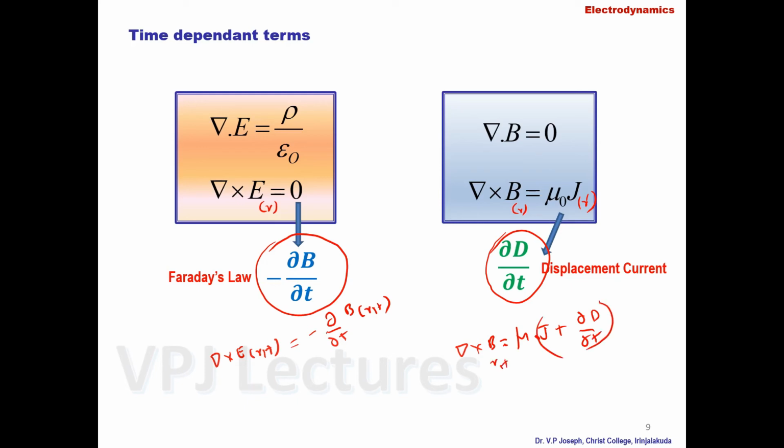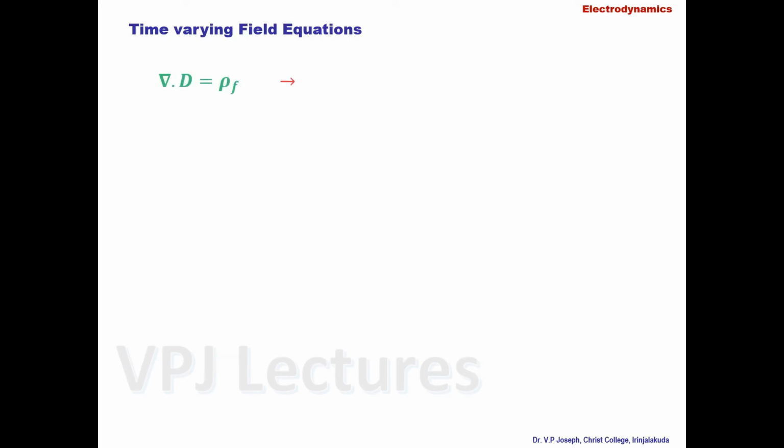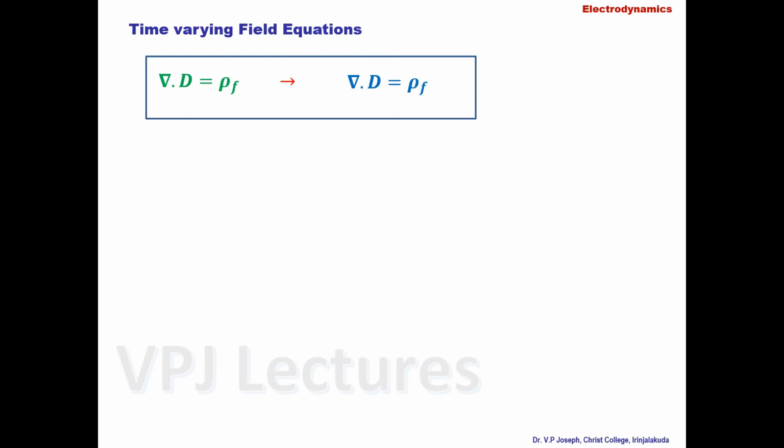B of r, t is equal to mu 0 J of r dash, t, dou by dou t of r, t. So in such a situation, some modification is needed. So let us consider these equations once again. The first equation, that is Gauss flux theorem, there is no change taking place. No change. Del dot D of r is equal to rho f of r dash changes to del dot D of r, t is equal to rho f of r dash, t.